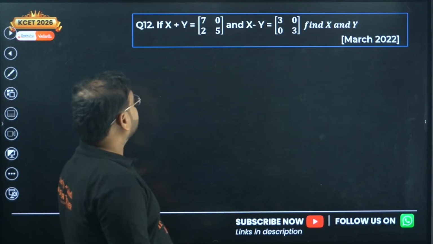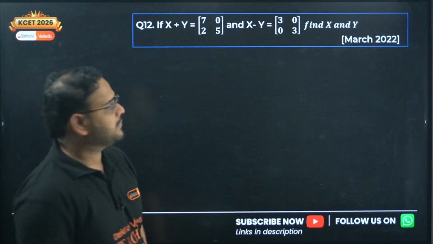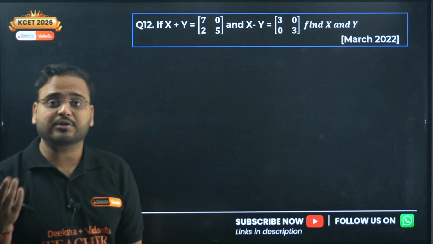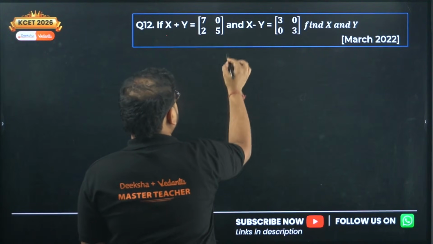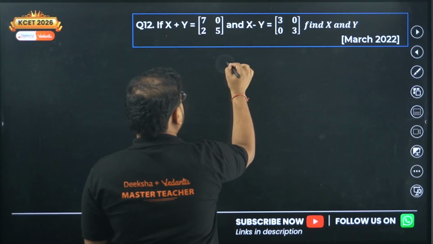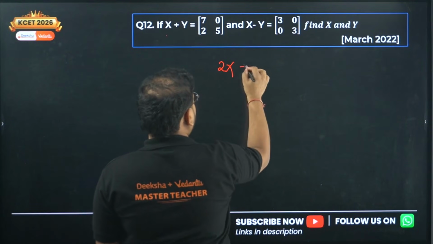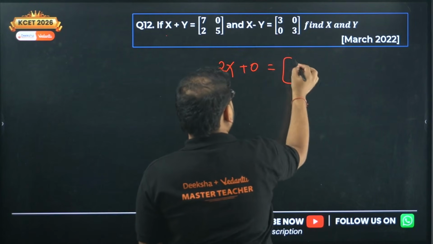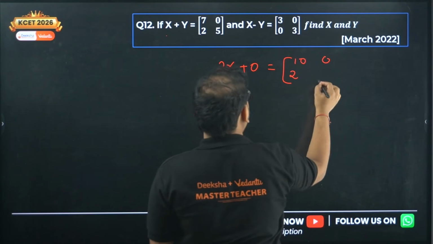Okay, next question number 12. If x plus y equals 7025, x minus y is given like this, find the value of x and y. This is based upon comparison, addition, and those concepts. Basically operations on matrices. Add these two. If you do that, you'll get x plus x as 2x. Y and y will cancel, so 0, and add the matrices. 7 plus 3 is 10, 0 plus 0 is 0, 2 plus 0 is 2, and 8.